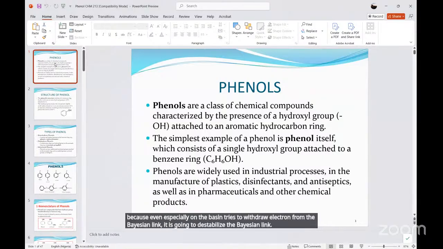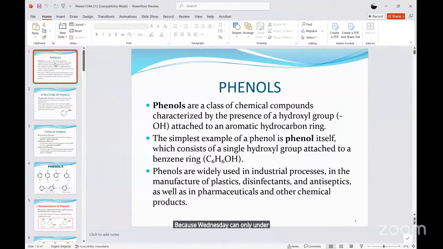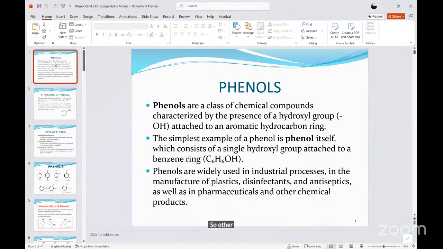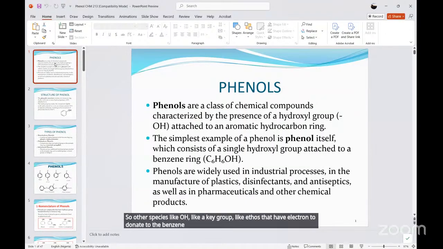Because benzene can only undergo electrophilic aromatic substitution. Only an electrophile, a positive species, can attack the benzene ring. So that means the benzene ring must remain electron rich. So all those species like OH, like alkyl groups, like esters, that have electrons to donate to the benzene ring, when they are on the benzene, they activate the benzene ring. And it is a fact that they push electrons into the ring.